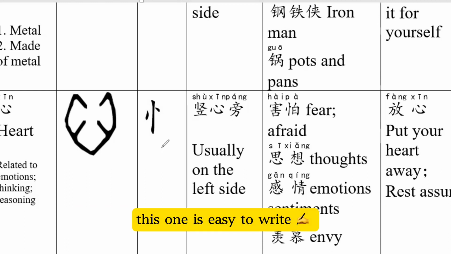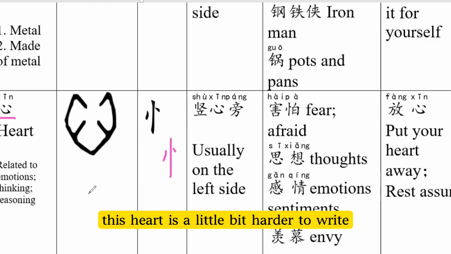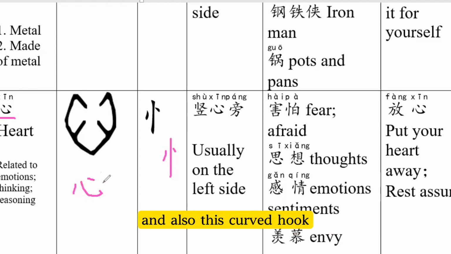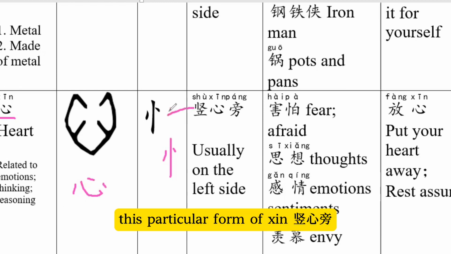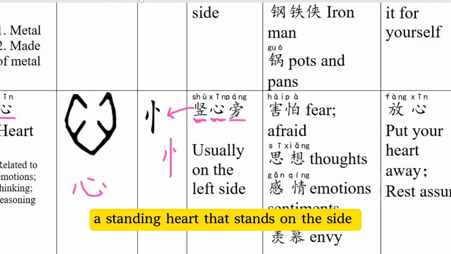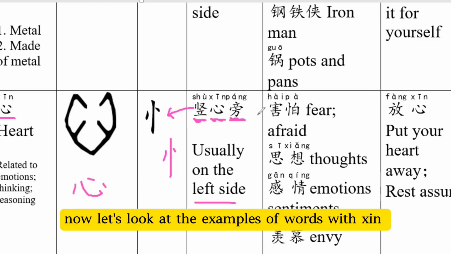Okay, so this one is easy to write. Where you write 竖, 点, 点. So that's your heart. This heart is a little bit harder to write because you have a 点 at different directions and also this curved hook. This particular form of 心, 竖心旁, a standing heart that stands on the side, okay, and usually on the left side. Now let's look at the examples of words with 心.